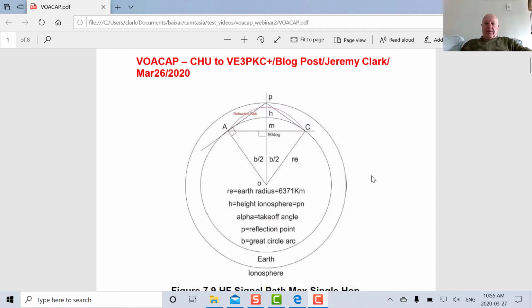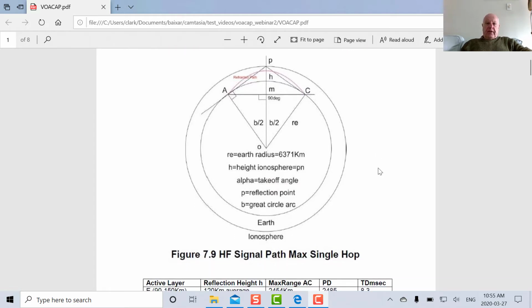So in this particular figure here, what I'm showing is the maximum hop distance. In other words, there's my transmitter, and let's say the takeoff angle from the transmitter antenna is 0, so that would give me the longest distance. And here, this outer circle is one of the ionospheric levels. Let's say it's either E or F1 or F2. In reality, the signal refracts, so it bends in the atmosphere, and it comes down to the receiver at C.